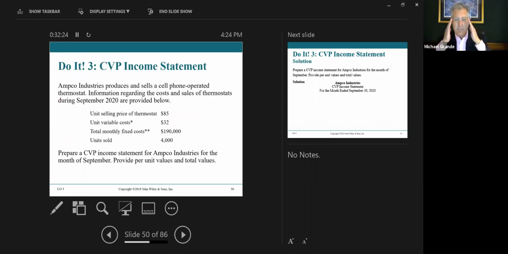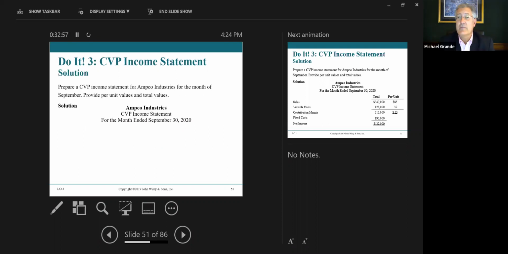So here's another example. Amco Industries produces and sells a cell phone operated thermostat. Information regarding the cost and sales of thermostats during September 2020 are provided below. Selling price per unit, $85. Variable cost per unit, $32. Total fixed costs, $190,000, and they're selling 4,000 units. Prepare the CVP income statement. Provide per unit values and total values.